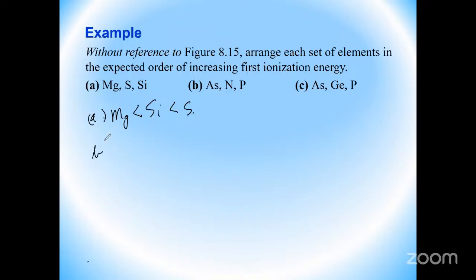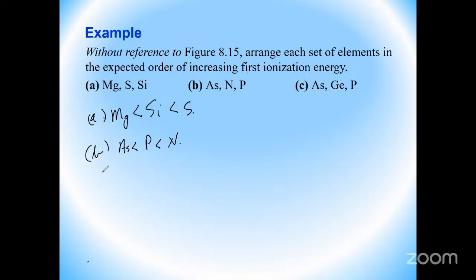Okay, B, they gave you arsenic, nitrogen, and phosphorus, all right? So based on their positions in the periodic table, they're all in the same group. I remember we said that the ionization energy decreases as you go from top to bottom of any group, all right? So which of these would you expect to have the lowest ionization energy? Arsenic, followed by phosphorus, then nitrogen, all right?